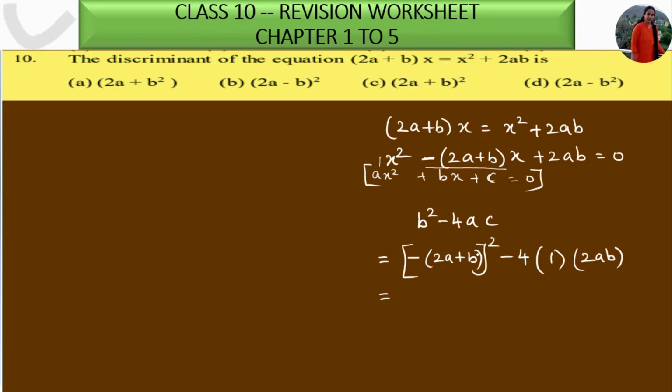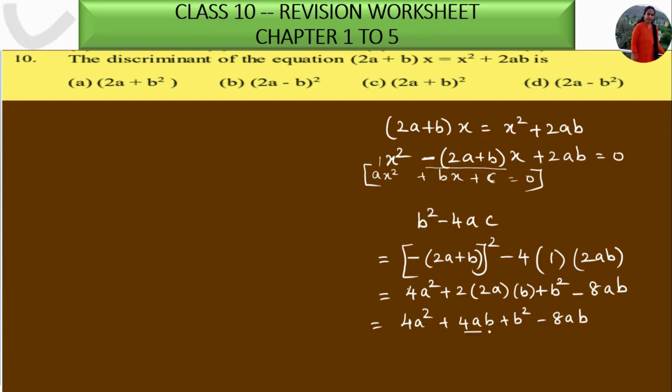So we have to just expand (2a plus b) whole square, using (a plus b) whole square is a square plus 2ab plus b square. So (2a) whole square is 4a square, plus 2 into 2a into b, which is 4ab, plus b square. Then minus 4 into 2, 8ab. So we have 4a square plus 4ab plus b square minus 8ab. So 4ab and minus 8ab will become minus 4ab. So 4a square minus 4ab plus b square.